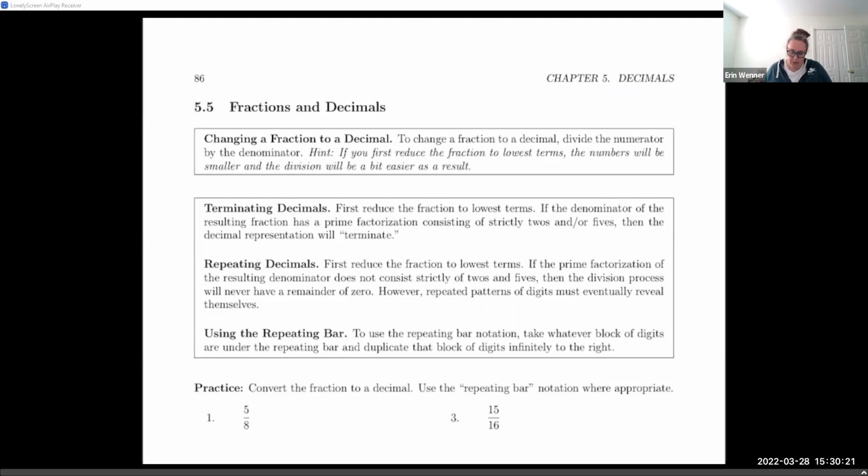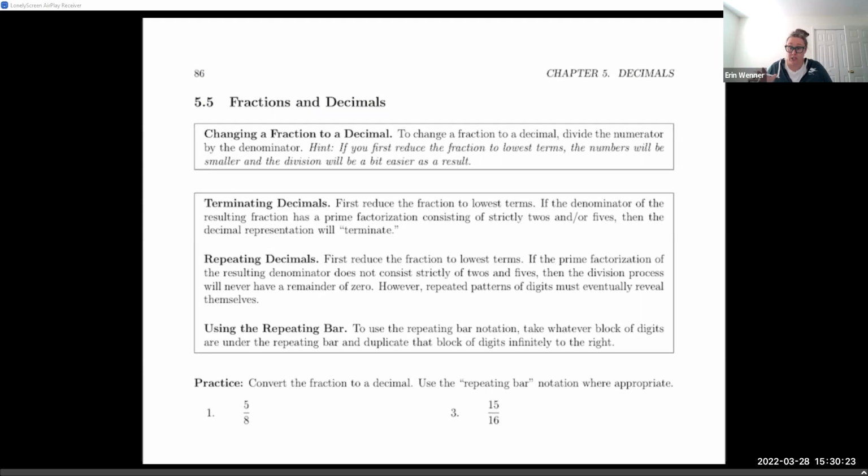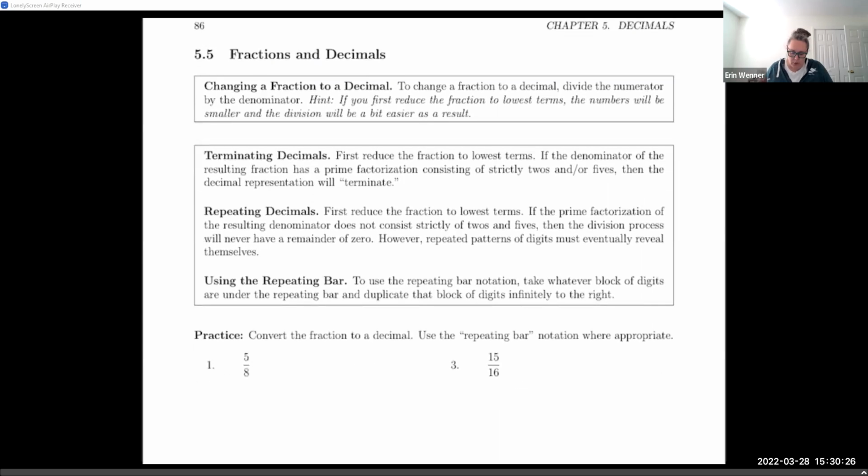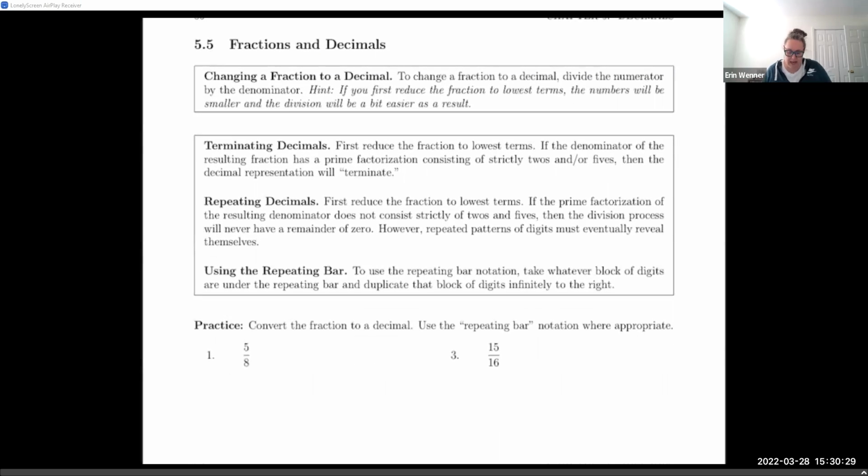So we are going to talk about converting fractions to decimals. There are different types of decimals we can have. We can have a terminating decimal, which is where the number ends. You divide until you get a 0 and you're done. Or you can have a repeating decimal, where you keep dividing and keep getting the same value over and over again. A really common denominator that's going to give you a repeating decimal is 3 or 6 or 9 especially. And then you have this repeating bar that you use to show that it repeats.